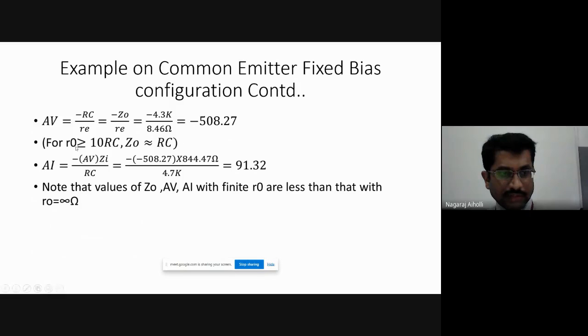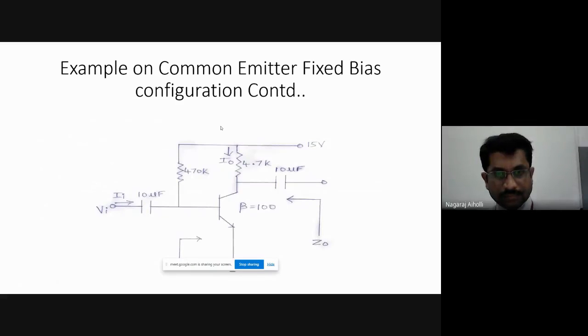How are we getting Z naught equal to RC? We can see here, if we substitute R naught as 10 times RC, it is R naught parallel RC, right? Now R naught is 10 times RC, parallel RC. That will be RC only. The parallel combination of a large resistance and a small resistance is the smaller resistance. So we get here RC. RC is nothing but the output impedance, the resistance seen from the output terminals. It is minus 4.3K by 8.46 ohms. That will be minus 508.27 here.